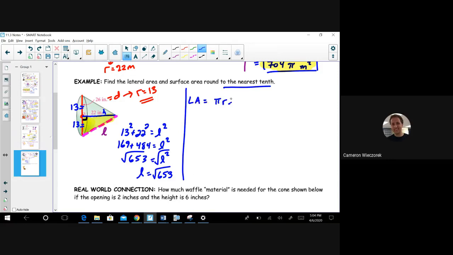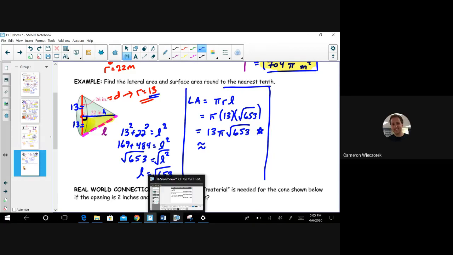Pi times r times L. So I get pi times, make sure you're using the 13 and not the 26, since it's the radius here, not the diameter. And then the slant height we just found was the square root of 653. So I get 13 pi radical 653. It asks for us to round stuff to the nearest tenth. I am going to round this here, but then when I go over to compute the actual surface area, I'm going to use this line so that I'm not rounding early to continue my computation. But we will round them individually just because the problem asked us what they are.